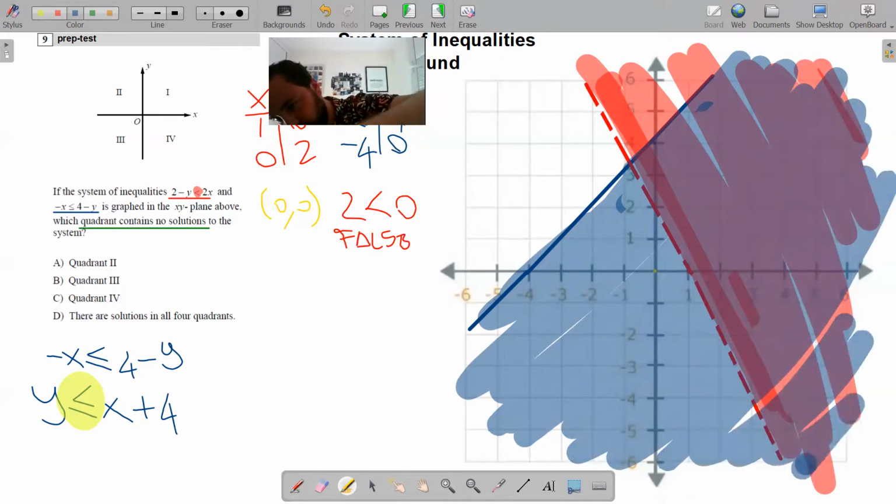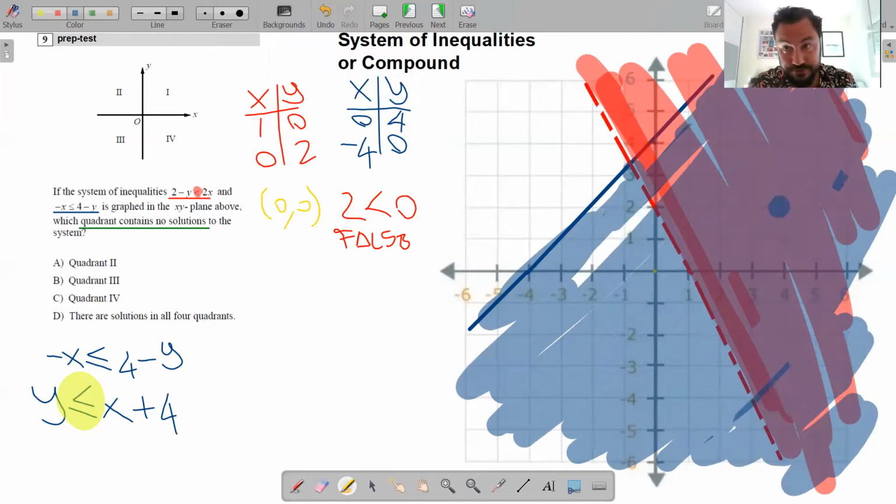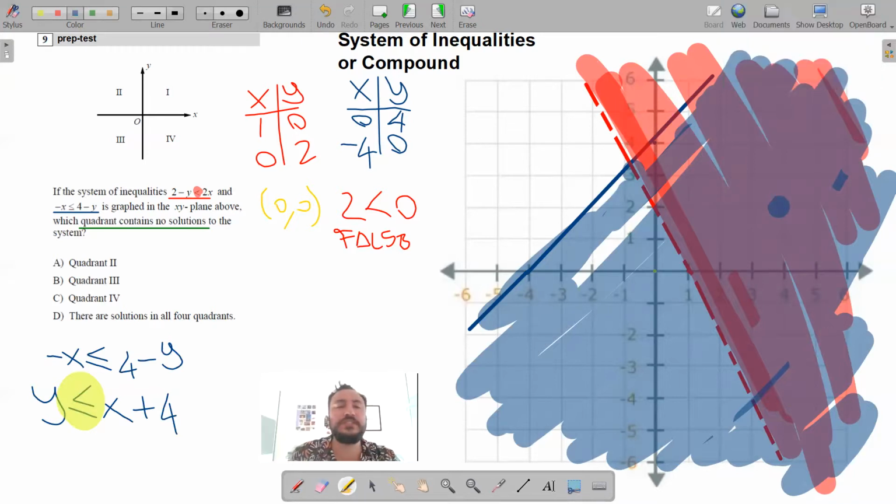Now we need to add a step on all this passage. Why? Because this is a system of inequalities. For a system of inequalities, there is going to be a specific area that will prove the system. What's the specific area? The specific area is the area where both inequalities are proved at the same time.